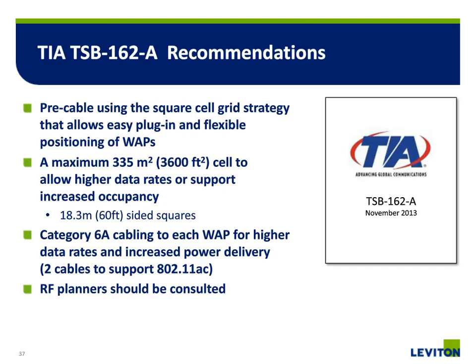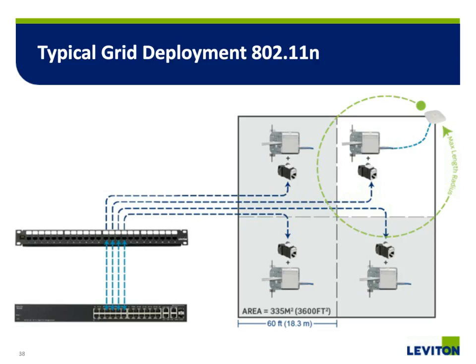So laying out your wireless access point grid, TIA has a TSB 162A that talks about this grid approach. You can think about it as a 60-foot square grid. Take your building, put it into these grids, and apply a connector directly into the center. The idea is that with the connection right in the center of that grid, you have the flexibility with the appropriate length patch cord to place the access point anywhere within that grid to optimize your coverage.